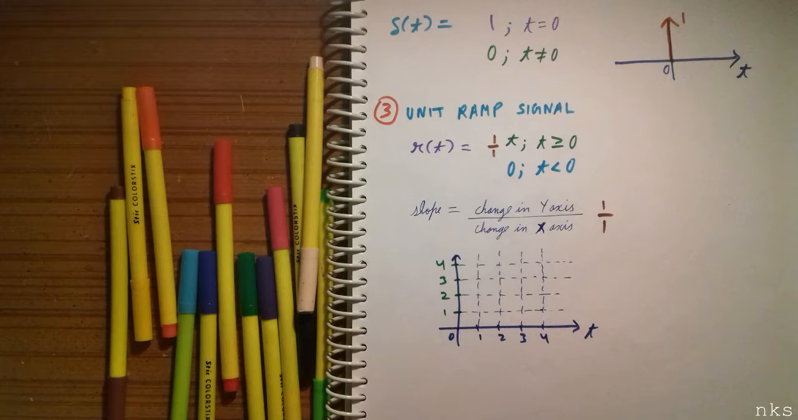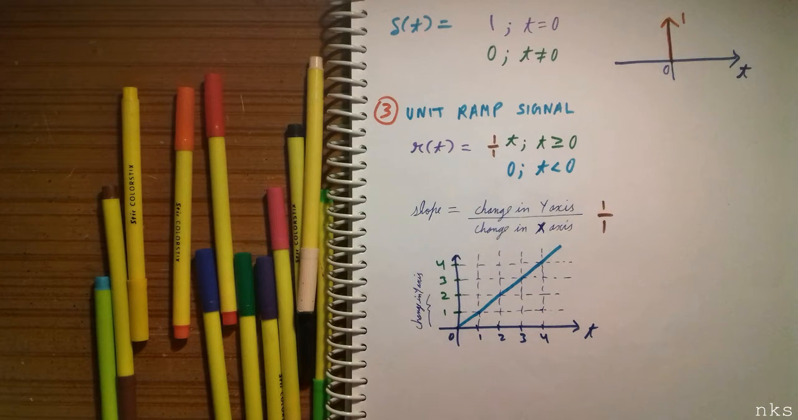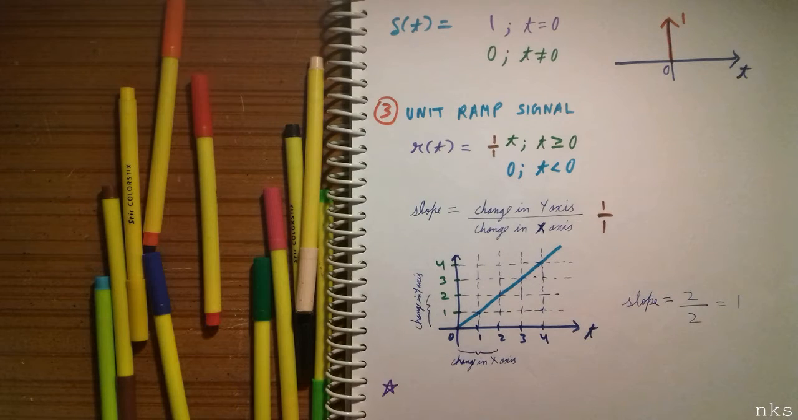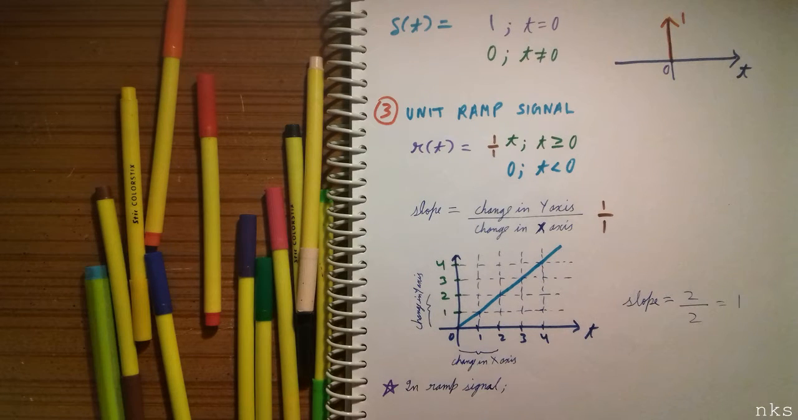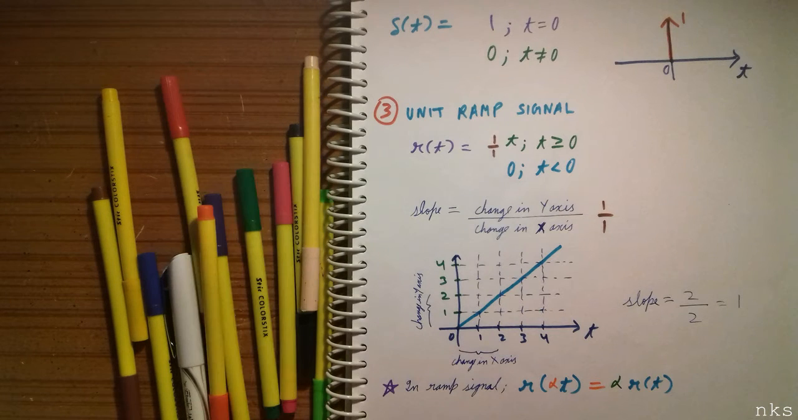Now how you have to draw is, the change in y-axis is 1 and the change in x-axis is 1. So I will draw like this, and then I will extend it like this. So the change in y-axis is shown by this, the change in x-axis is this. So slope is equal to the change in y-axis, which is 2, divided by the change in x-axis, which is also 2. So what we get? Slope 1. Now remember the statement. In the ramp signal, r of alpha t is equal to alpha times r of t.